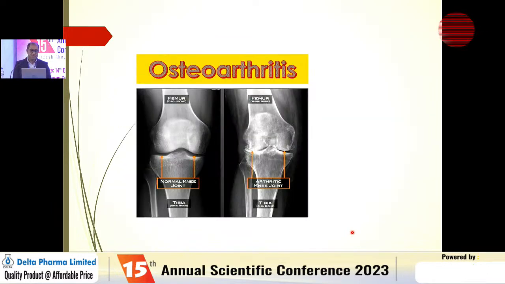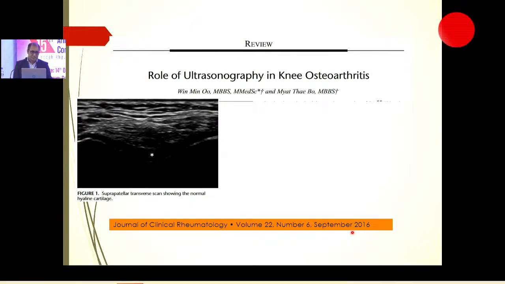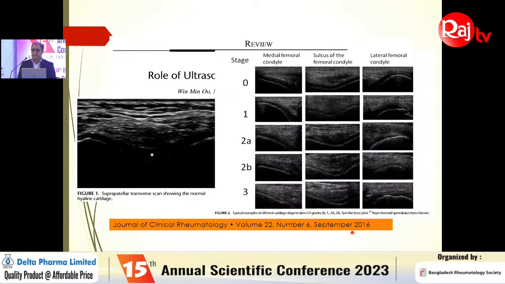In osteoarthritis, ultrasonography plays a great role in diagnosis, and there are many articles of sonography pictures to diagnose osteoarthritis. By seeing the cartilage thickness and echogenicity of cartilage, we can stage the osteoarthritis picture. This is medial femoral condyle, sulcus of the femoral condyle, and lateral femoral condyle, where initially it was a bit hyperechoic, then gradually more hyperechoic, and there is also reduction of the joint space.